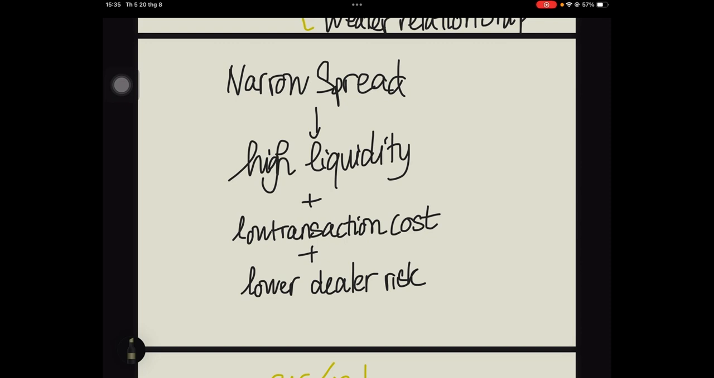A wide spread tells us a different story. It may indicate lower liquidity, higher volatility, and unusual market conditions. So don't look at the spread merely as a number. The spread is information about market conditions.